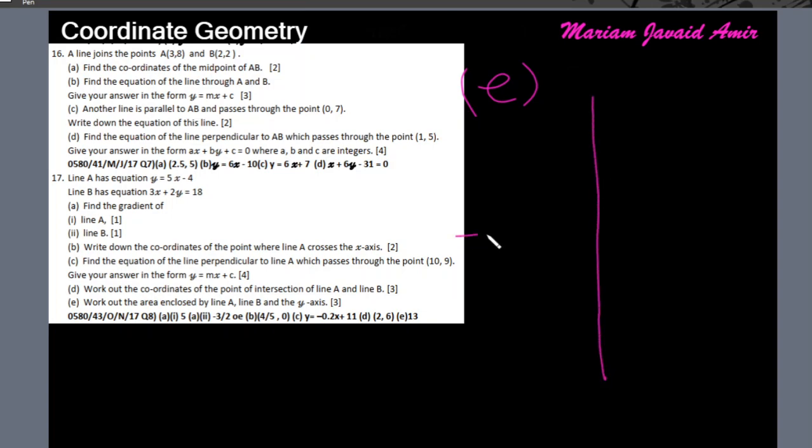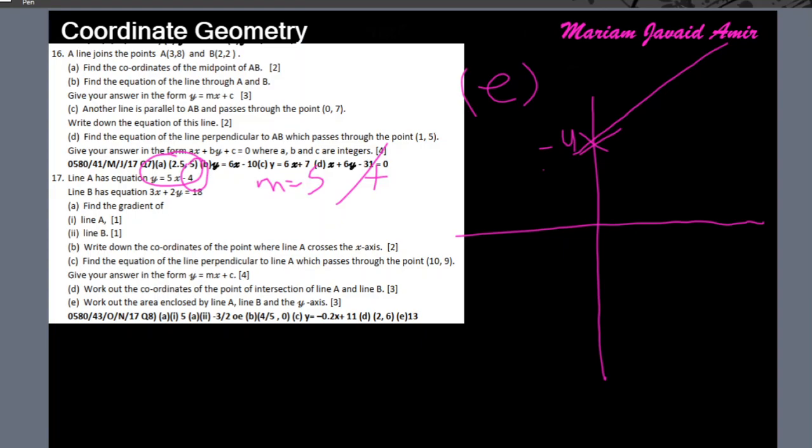So I'll have to roughly sketch these lines. y equals 5x minus 4 means m is 5, so it has to be a rising line, and c is minus 4, so it should cut at minus 4 and be a rising line, right? It should be a line like this.